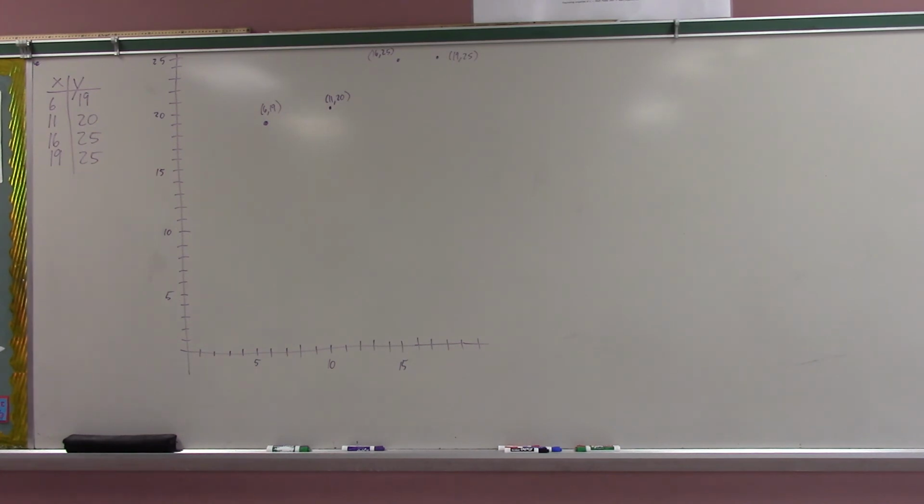The data points are (6, 19), (11, 20), (16, 25), (19, 25). Please take a moment and plot them on your graph. When you do so, you should see something that looks pretty much like what I have here. It should look better on your paper because you have an actual accurate graph.